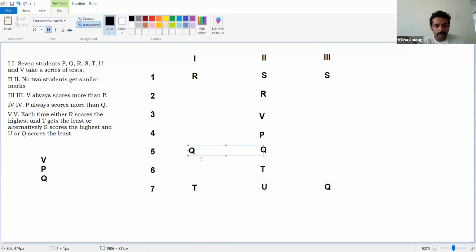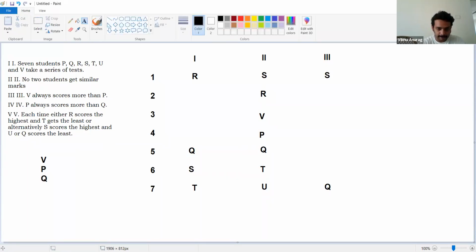So Q is fifth and S is sixth. Okay. Which of the following can be true? Okay, V can be ranked fourth or fifth. You can't rank V fourth or fifth, because then where will you put P? So A is wrong. R is ranked second or third, which is wrong because R is ranked 1. R is ranked 1, so that's wrong.